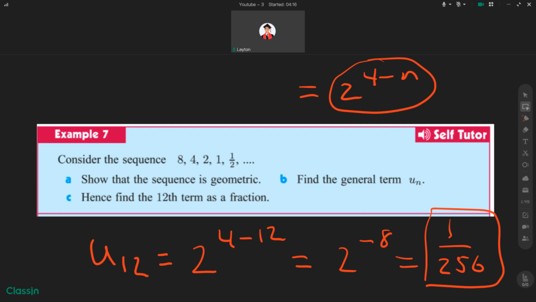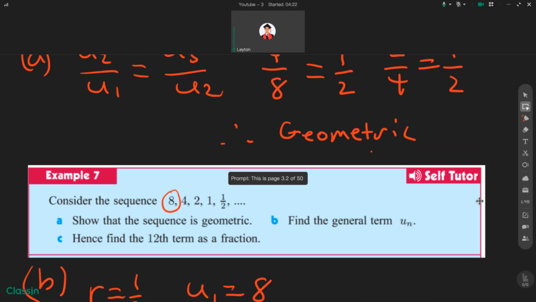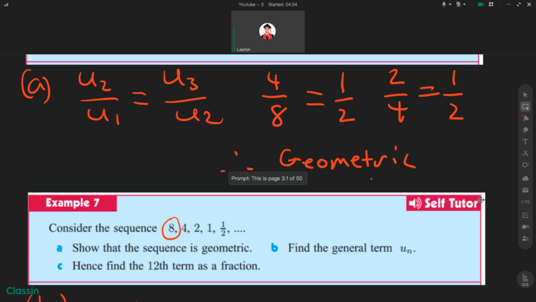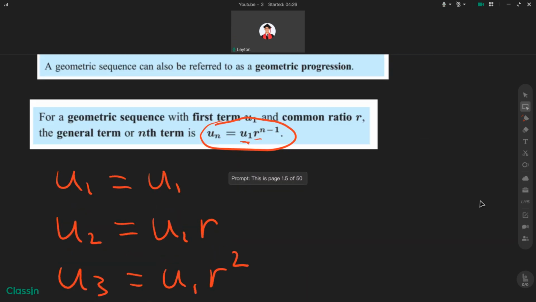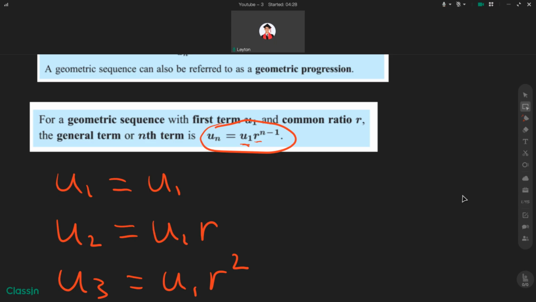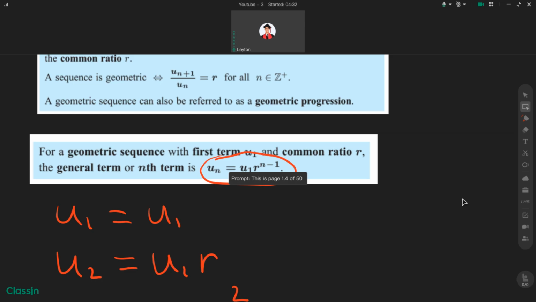I'm just going to do a few more examples, but the fundamental principle that we need to know for this chapter is just the common ratio r, and to understand the general formula, u of n is equal to u of 1 r to the n minus 1 power, for geometric progression.